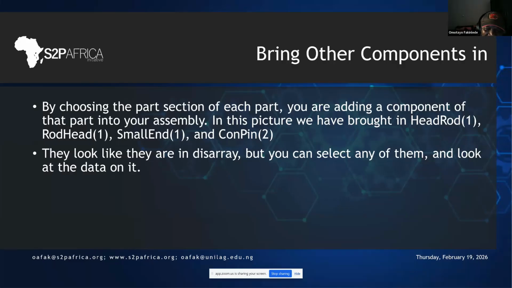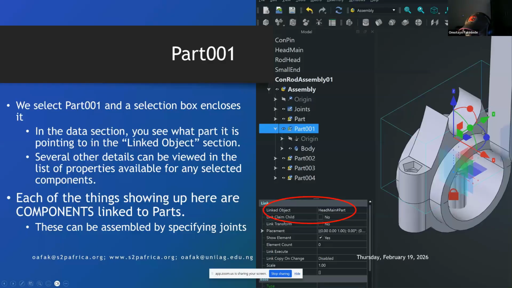They look like they are in this array, but you can select any of them and look at the data on it. When you bring all of them in, sometimes they are on top of each other. But if you look at your assembly, you will see that they are named part 001, part 002, part 003, part 004. So there are 5 of them, 1, 2, 3, 4, 5. But there are 4 parts, and these are all components.